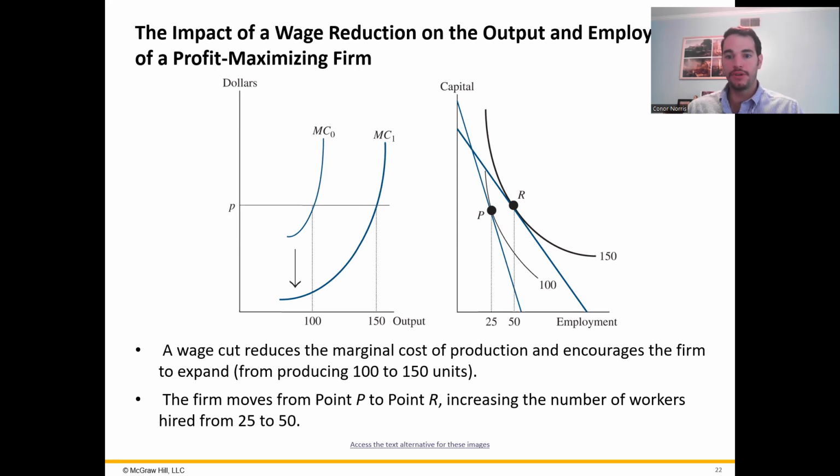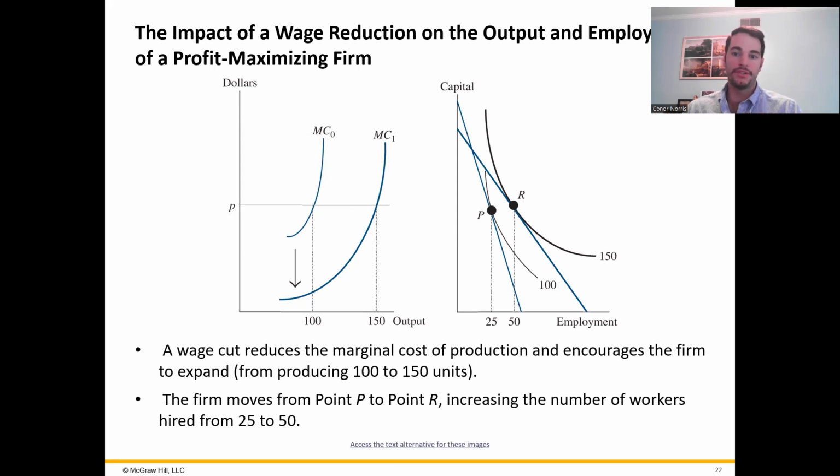We then find a new point where the shifted isocost line is tangent to the isoquant, indicating the firm's new optimal combination of inputs. This process shows us how the firm adjusts its labor and capital usage to achieve cost minimization under the new wage conditions.